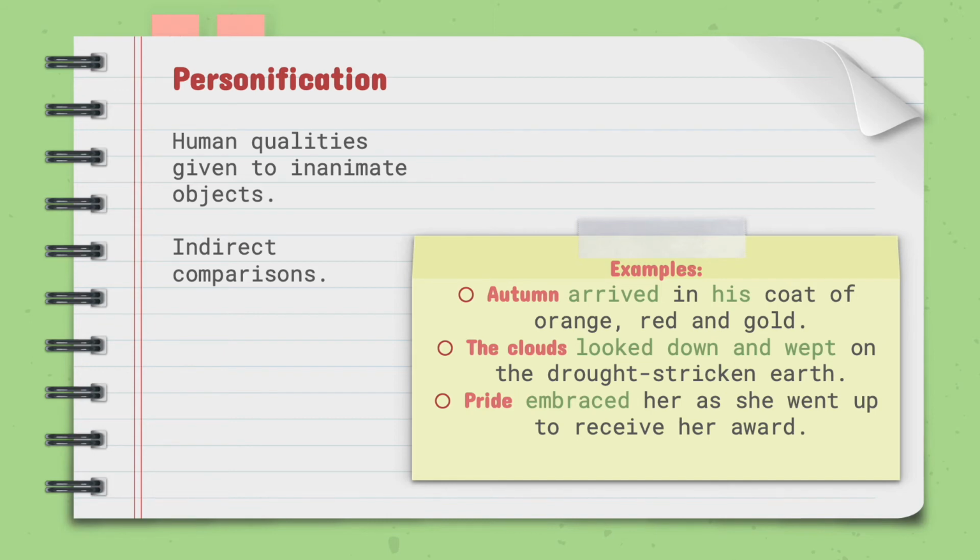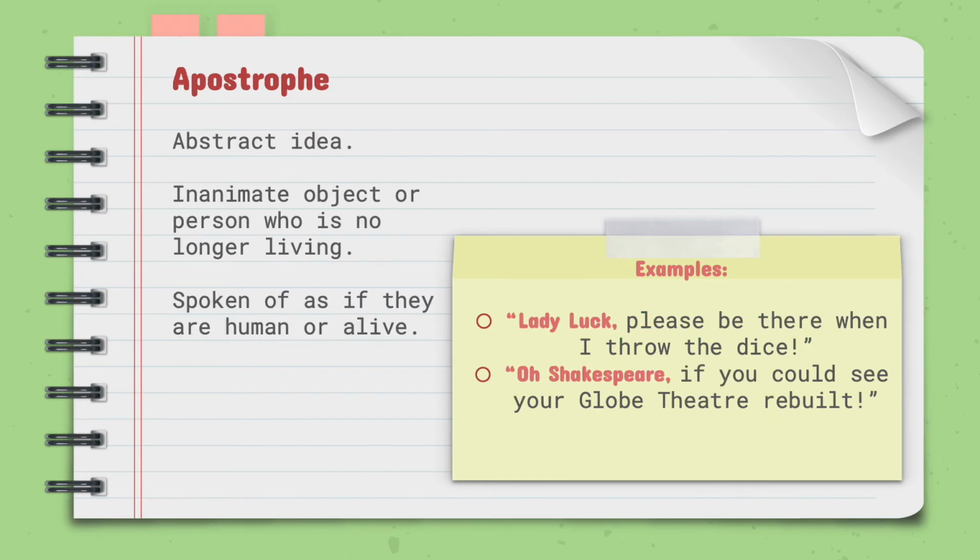The second example states, "The clouds looked down and wept on the drought-stricken earth." This sentence gives the clouds personality. It gives them the ability to look down and cry. The last example states, "Pride embraced her as she went up to receive her award." We know pride as an emotion rather than a person. The word "her" is used in this sentence, and we can see that "her" would normally be used to describe a girl.